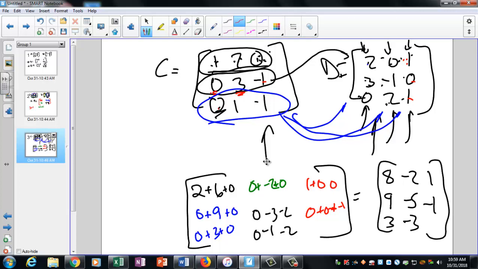Lastly, 0 times 1 is 0. 1 times 0 is 0. Negative 1 times, is that a negative 1 or a positive 1? I don't even remember anymore. So negative 1 times positive 1 is negative 1. 0 and 0, right? So that makes this number negative 1.